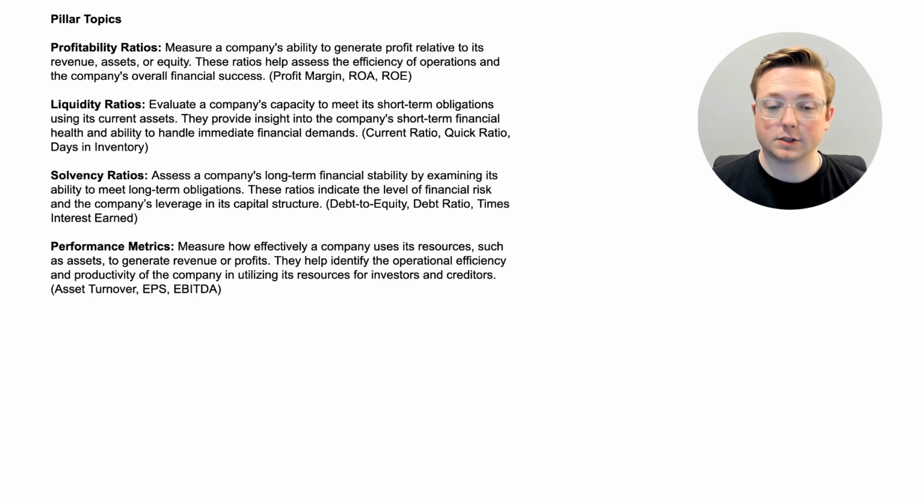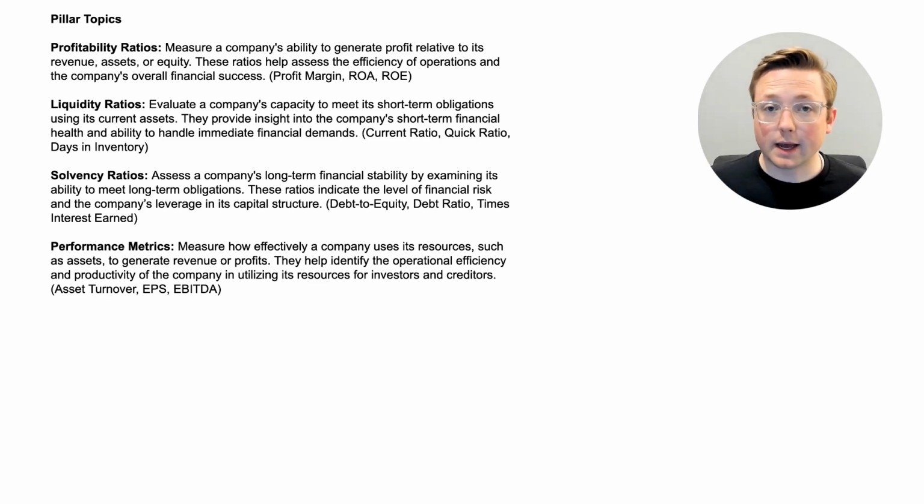And then finally, there's the performance metrics. These are a little bit different than the ratios, although they are technically ratios themselves, but they're used for a slightly different purpose. These measure how effectively a company uses its resources such as assets to generate revenue and profits. They help identify the operational efficiency and productivity of the company in utilizing its resources for investors and creditors. So this would be things like asset turnover, EPS, earnings per share, or EBITDA. That would be earnings before interest, taxes, depreciation, amortization. So again, performance metrics are much more from the standpoint of investors and creditors. Of course, all of these ratios can be helpful to them, but performance metrics are mainly for that purpose.